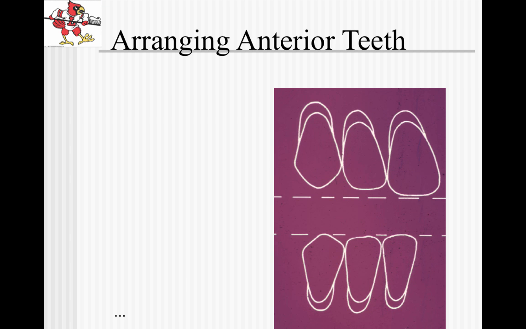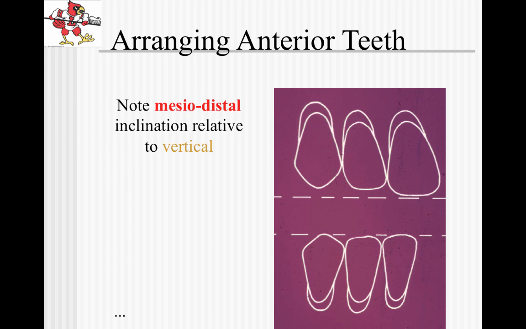In arranging the anterior teeth, as you set each tooth, you must note the mesiodistal inclination relative to a vertical drawn to the plane of occlusion. You must note the placement of the incisal edge on the plane of occlusion also. The central incisor is placed with a slight mesial inclination of the crown. If you think about the projection of the root from the crown, then you would say that the tooth has a slightly distal inclination through the root.